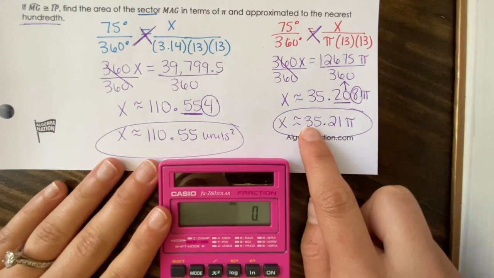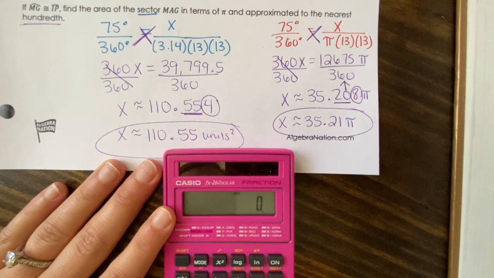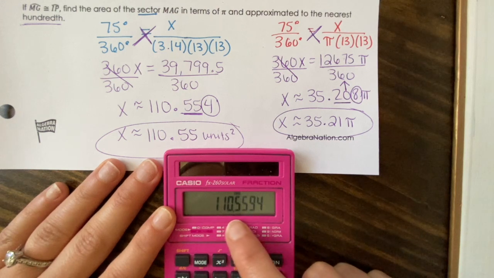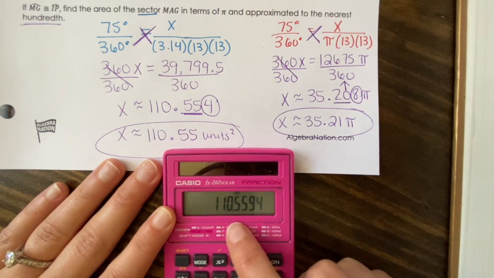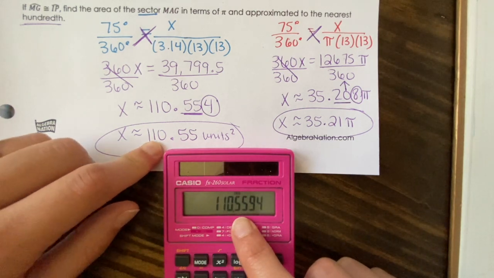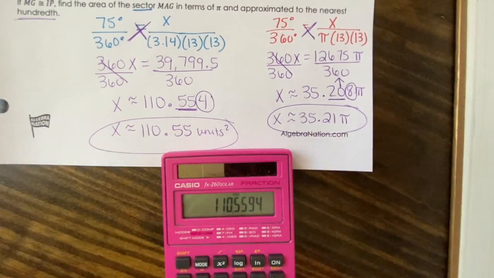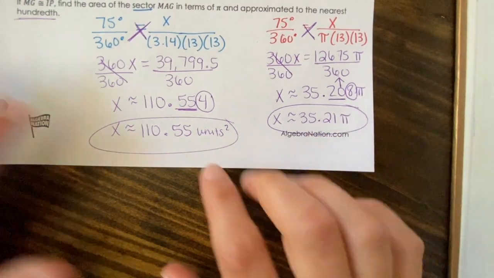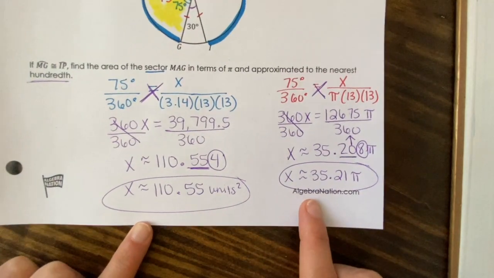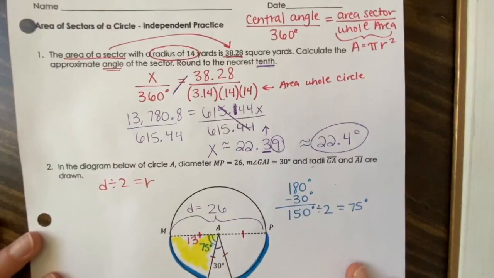So if you have 35.21 times pi, then we know that it's times 3.14, or estimated at 35.21 times 3.14, and you get 110.5594. So if you rounded to the nearest hundredth, this would round up from 110.55 to 110.56. So your answers are very, very close. So these would be the 2 different ways, keeping it in terms of pi and rounding it to the hundredths place.